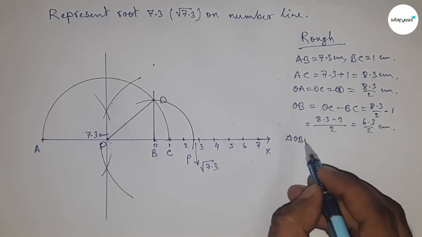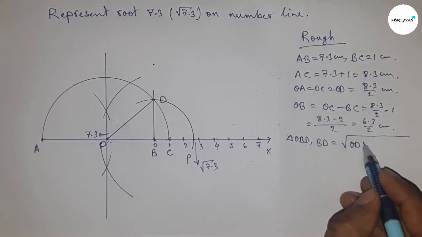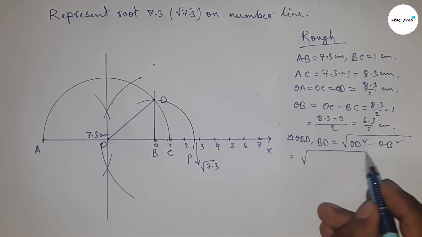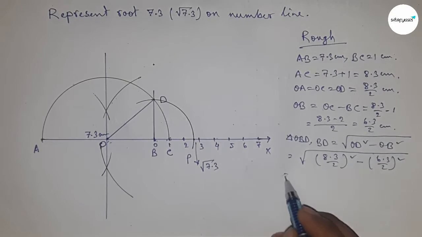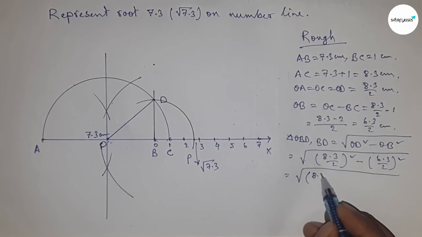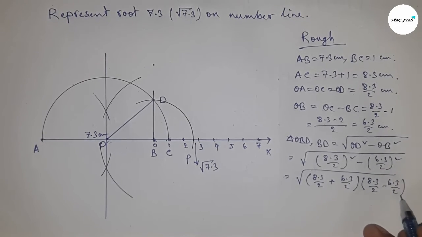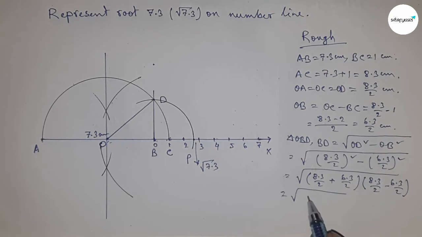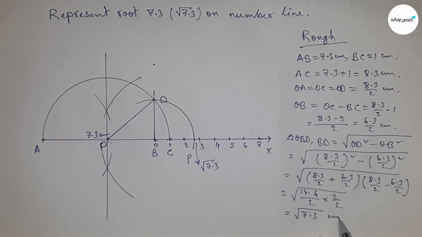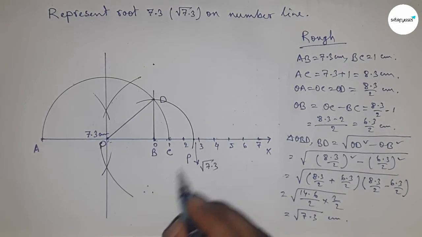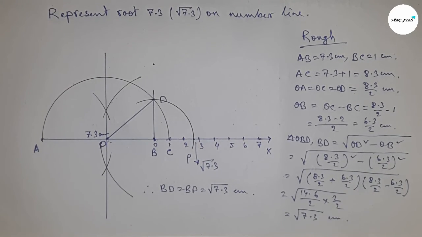Now from right angle triangle OBD, we can write BD equal to, by Pythagoras theorem, root of OD square minus OB square. So now putting the value of OD and OB here, next I am going to use a formula, A square minus B square equal to A plus B and A minus B. So applying the formula here first. Okay, so from this, this is 14.6 by 2 into 2 by 2, so this is 7.3 centimeter, root 7.3 centimeter. Therefore distance BD and BP are equal, so root 7.3 centimeter.